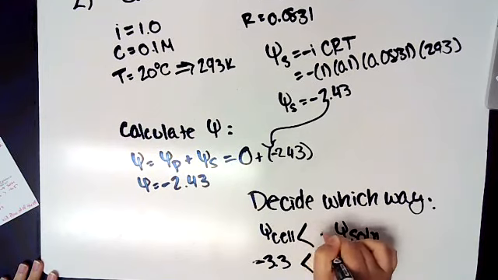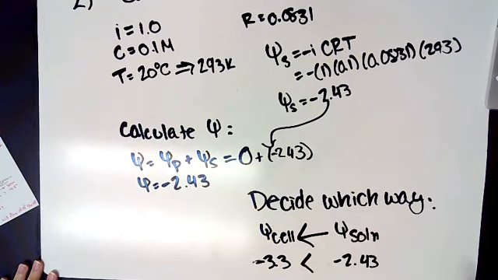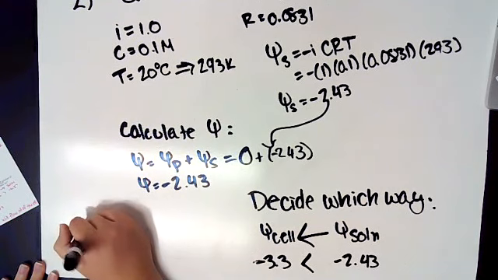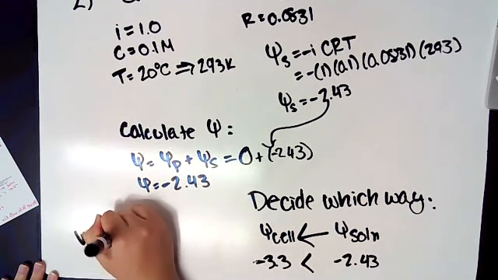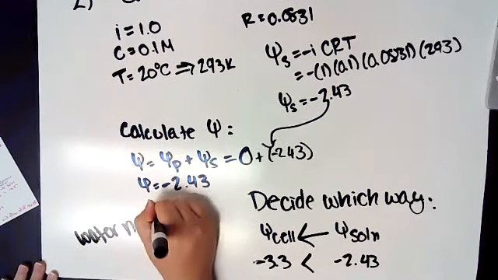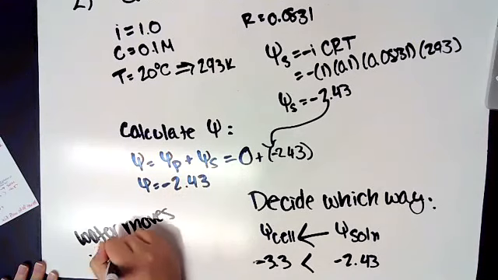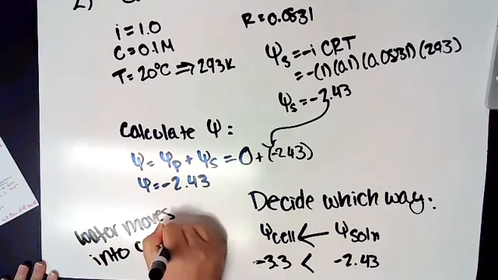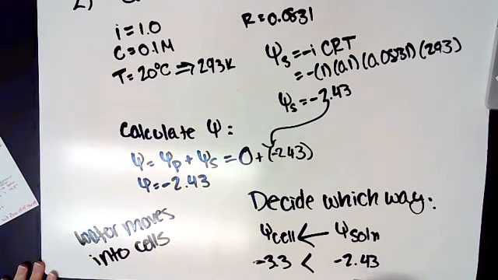So that means we add our arrow up there. The water is going to move into the cell. So water moves into cells. The water always moves from low to high water potential, so we have that arrow there telling us that. So that is number 2. If you have any questions about that, let me know and I would be happy to help.